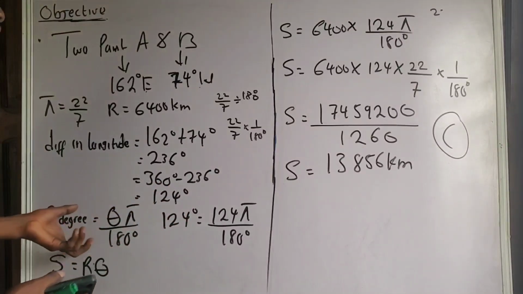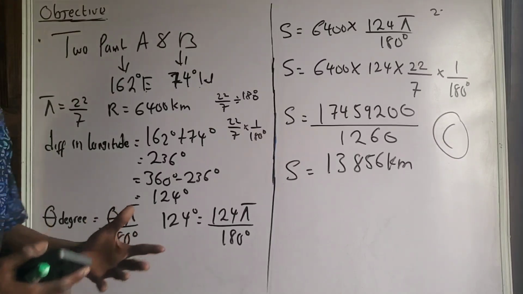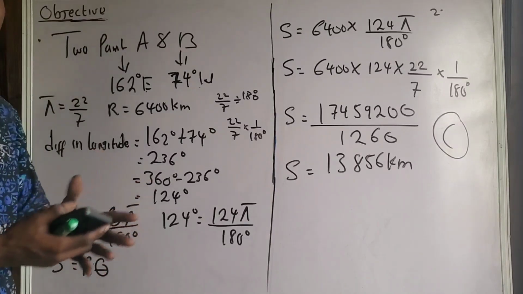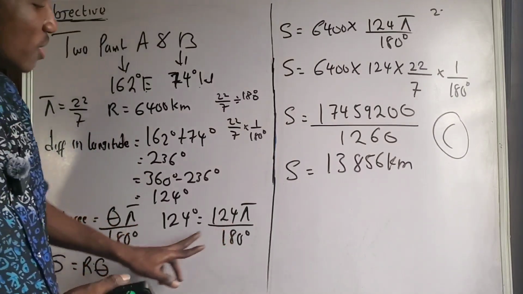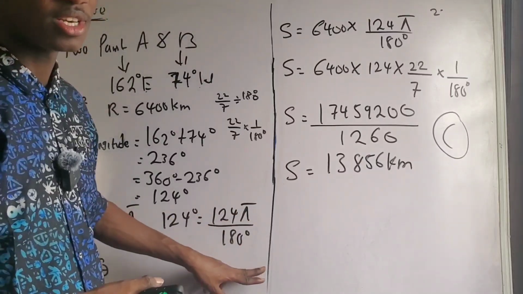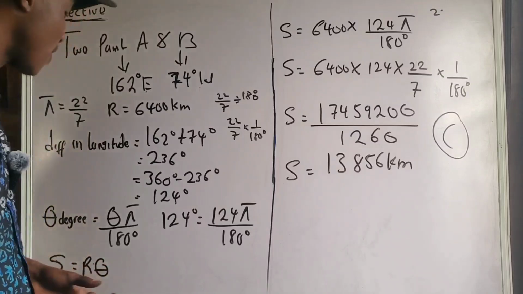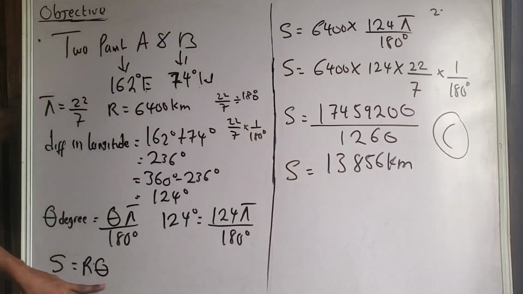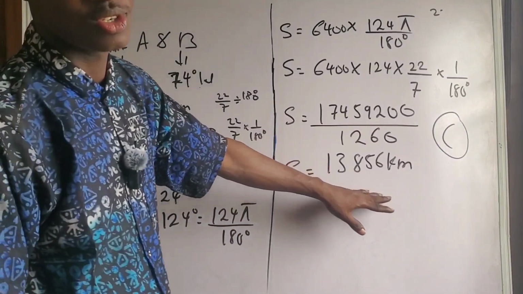I convert 124 degrees to radians. The angle should be in radians, and to convert an angle to radians, you just multiply the angle by pi over 180 degrees. So 124 degrees in radians is 124 pi all over 180 degrees. It is this angle in radians that I use to calculate the shortest distance. The formula for the shortest distance is the product of the big R, the radius of the Earth, which has been given as 6,400 kilometers, and theta in radians. Do you understand?